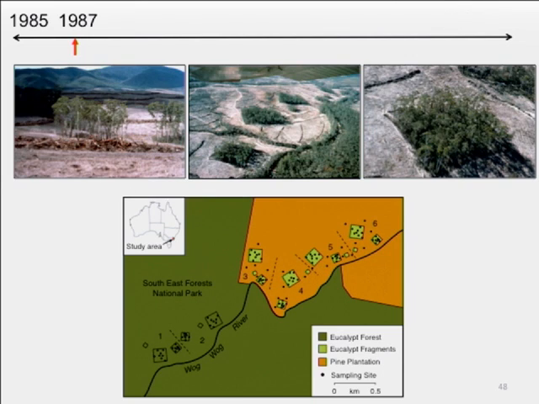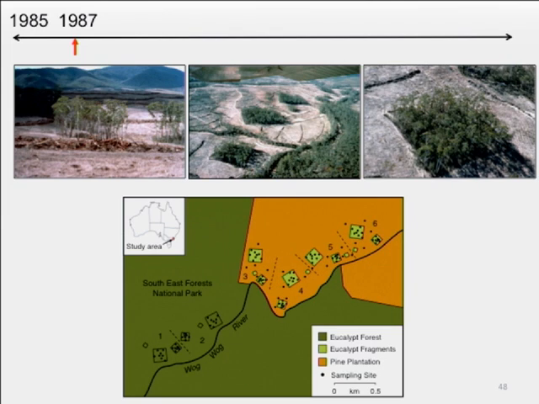And so it looked something like this after they were done. So a clear-cut matrix with those eucalypt fragments left standing. And in that cleared matrix, they put in a pine plantation monoculture of Monterey pine.